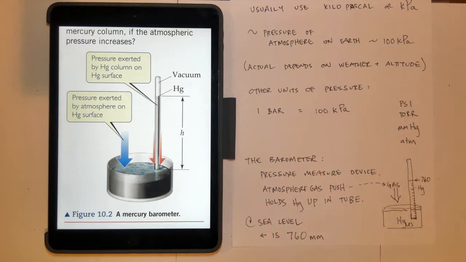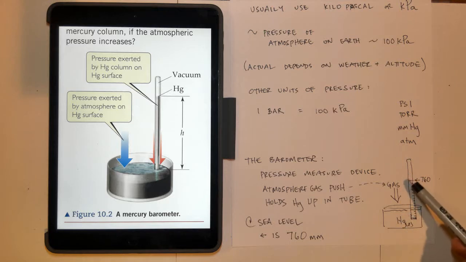So let's see if you can draw your own little picture of it. This pressure measuring device is known as a barometer. It has a tank of mercury, an inverted tube right here filled with mercury. Some of the mercury leaks out and goes back into this tube.